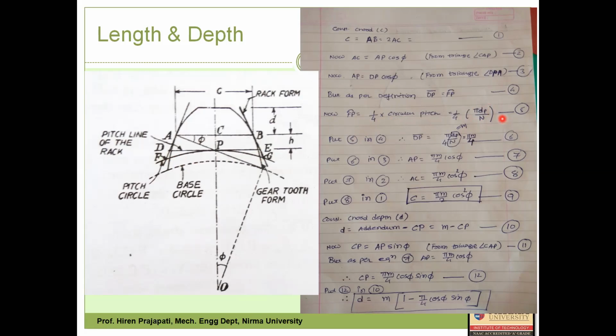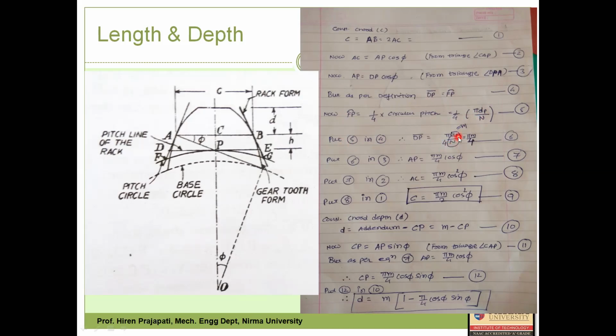Now let us backtrack these equations. We know Fp in terms of dp and n. So let us put the Fp value in equation 4. Put equation 5 in equation 4, then I get dp is equal to 1/4 because both are the same. So dp is equal to Fp, that's why dp is equal to pi dp divided by 4n.